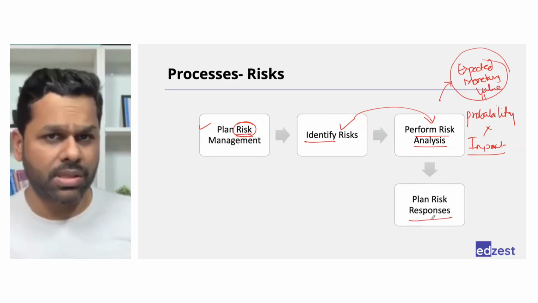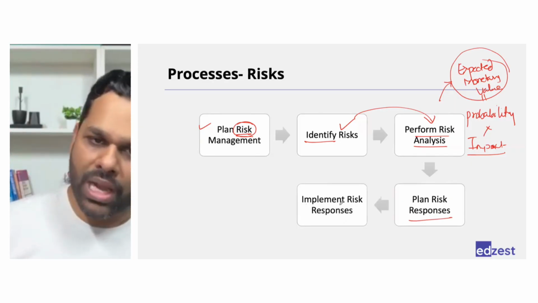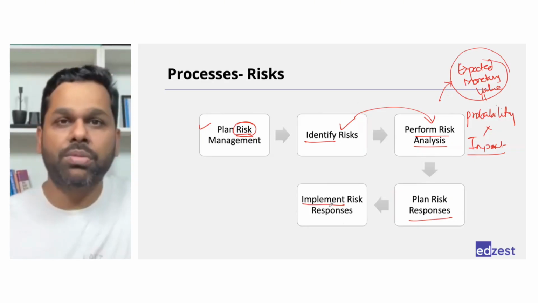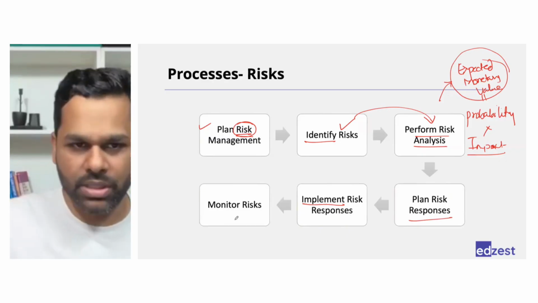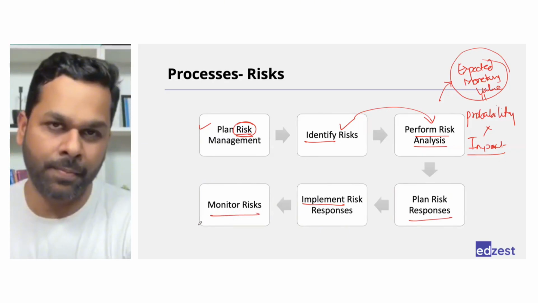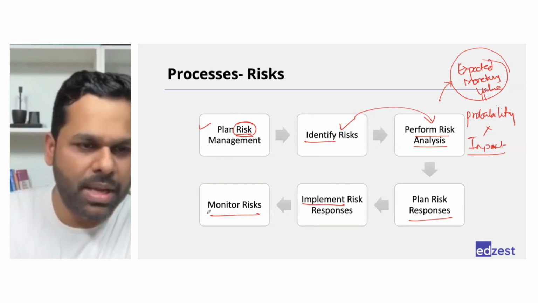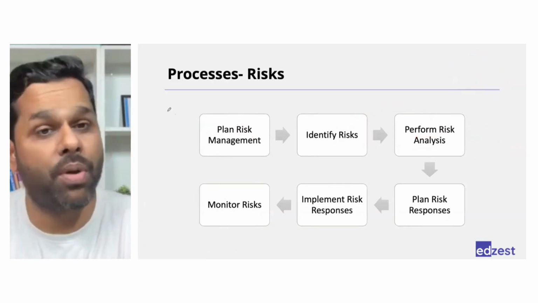Once you have planned the responses, the next step is to implement all those responses. When you are implementing the response, keep observing, keep checking whether your implementation is successful or not, which is called monitoring risks. That happens throughout the project. So these are the step-by-step processes that you follow in order to manage risks in the best way possible.